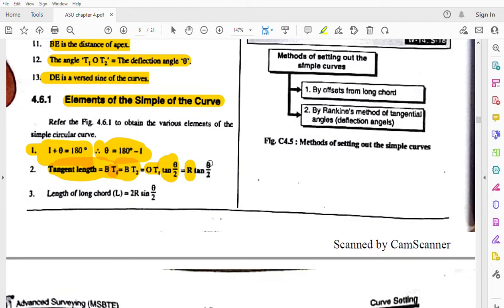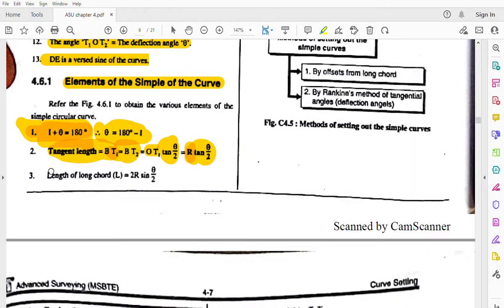OT1 is R and this is tan theta by 2. So for calculation of tangent length, we need R, radius of curve, and theta. For calculation of theta, you can use this relation I plus theta is equal to 180 degree.